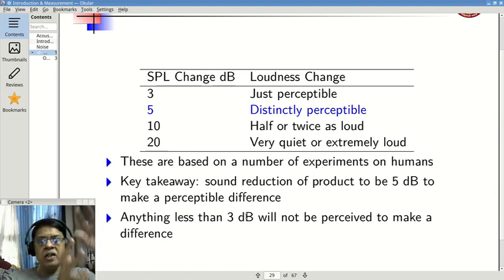So this 3 by 100 into (P minus 40) and all that came from carrying out detailed subjective experiments with humans. Now, the key takeaway from all of this is that, as I said, the sound reduction of a product has to be minimum 5 dB to make a perceptible difference. Anything less than 3 dB will not be perceived to have made a difference. So that is a very important thing that you have to keep in mind when you're doing this.